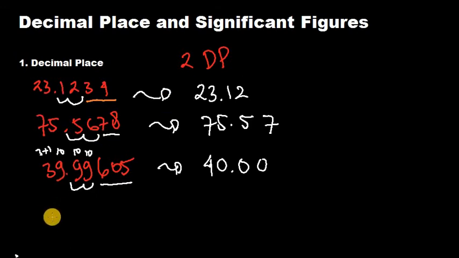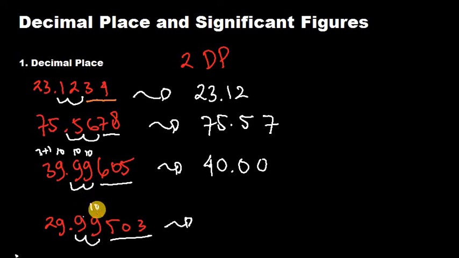Once again, let's say we have 29.9950 3. Now, if we change this into two decimal places, after the second decimal place, this number is 5. If it is equal to 5 or more, we have to round up. So this one becomes 10. This one, because this is 10, adds 1 and becomes 10. This one is 2 plus 1, becoming 3. So we end up with 3.